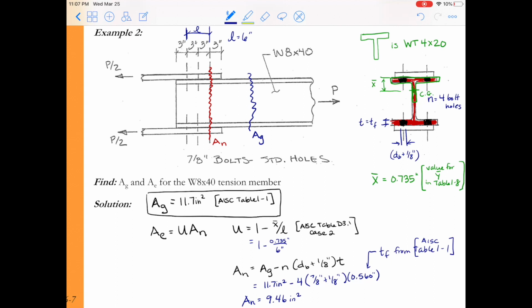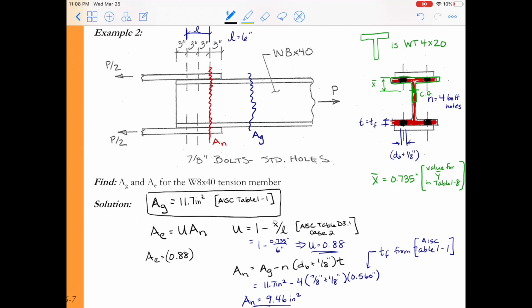So then we can go ahead and calculate U. U is going to be 1 minus 0.735 over 6. And so we calculate U to be 0.88. It's traditional that we round U to the nearest hundredth, as we don't really believe that this equation, this 1 minus X bar over L, is accurate out to thousandths or ten-thousandths.